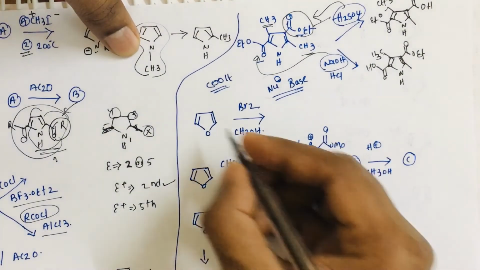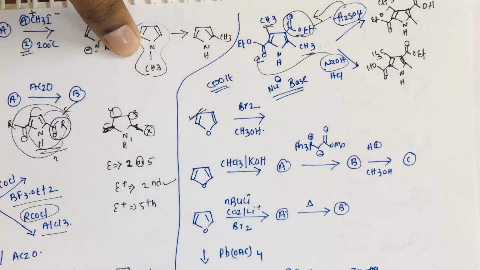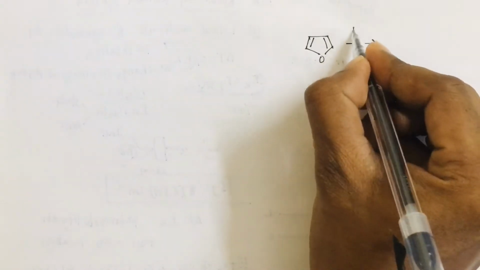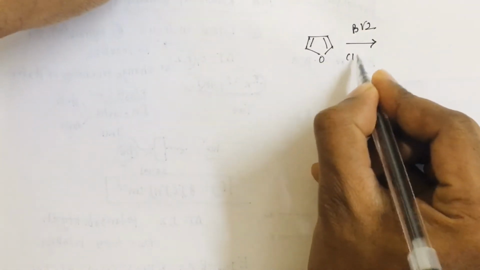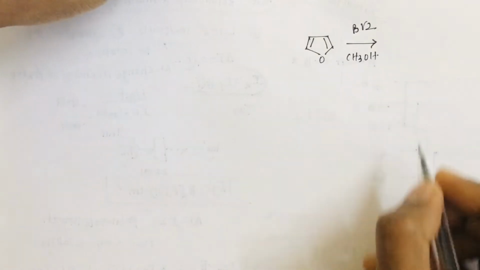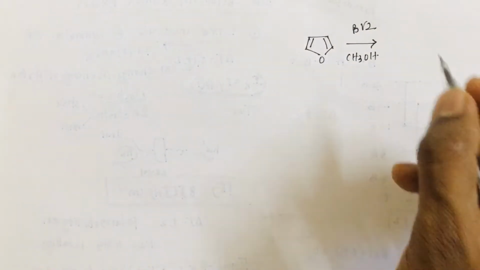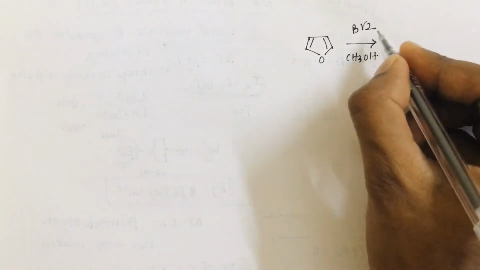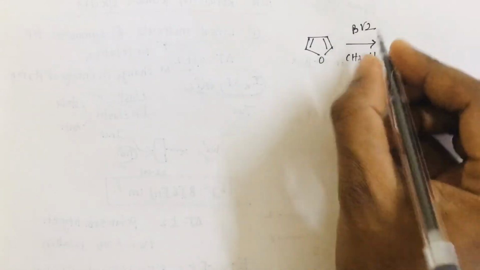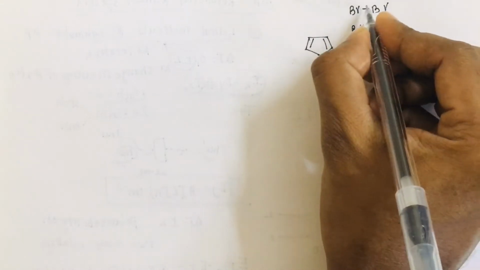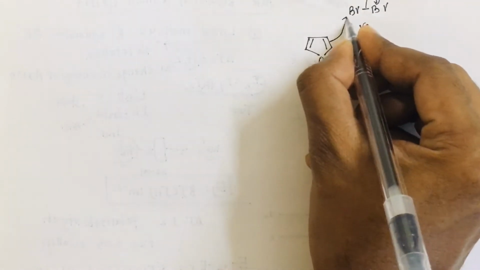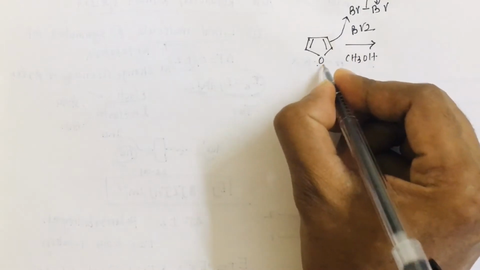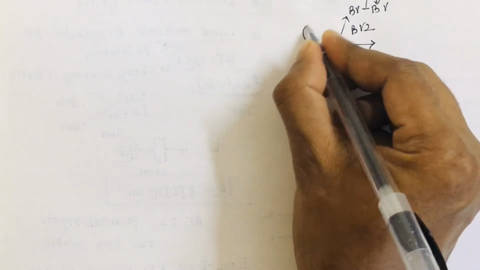Next, this question is also important. Here we have furan in the presence of Br2 and methanol. Okay, so the first step is the Br, this will be like this. This bond goes on to Br, and this double bond takes this Br, and this lone pair goes here, and this comes here.